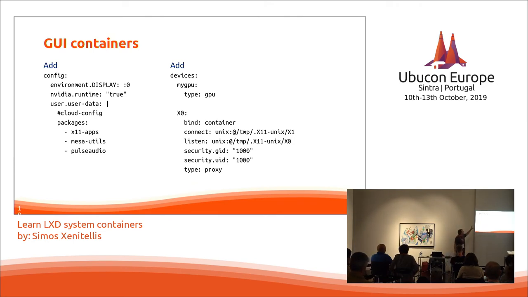Here is a summary of the additions we made to create a GUI container, just to give an idea. This specific one works with NVIDIA. If you have an NVIDIA GPU, you add nvidia.runtime equals true, and this makes sure that whatever is required for NVIDIA will work, and work well. We install these packages: this one is the X-Clock utility for testing, this is for GLX gears, and this is for Pulse Audio, just the very basic packages so that they work. And at the very end, we use the my GPU device and the socket stuff.